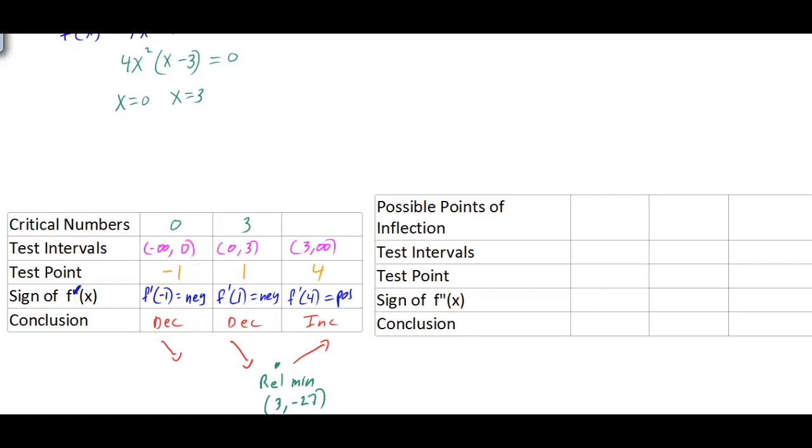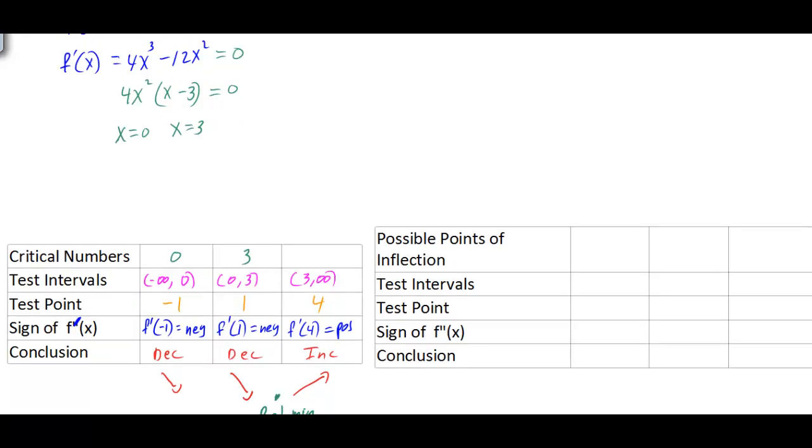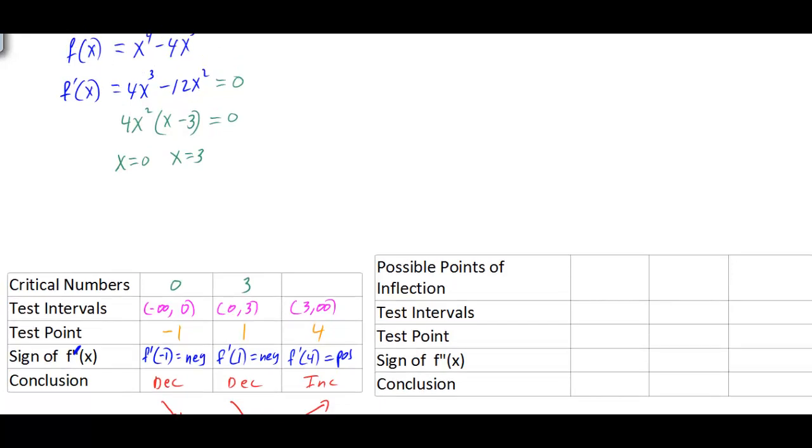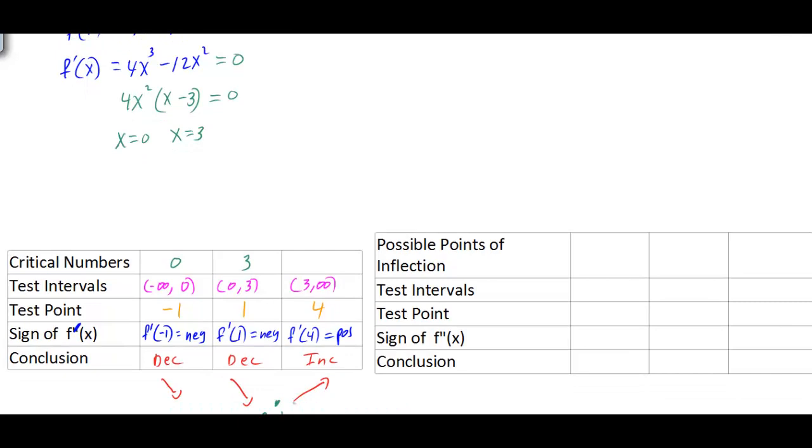Okay, so that was using our first derivative test, and that allows us to determine where our graph is increasing and decreasing, and we can then identify any relative max or min points. And in this case we have one relative minimum at x equals 3.